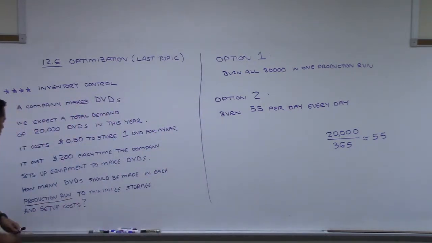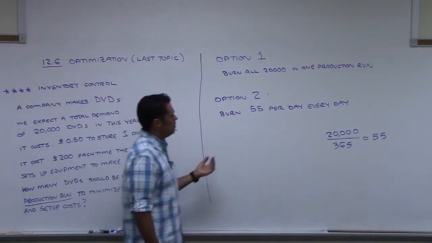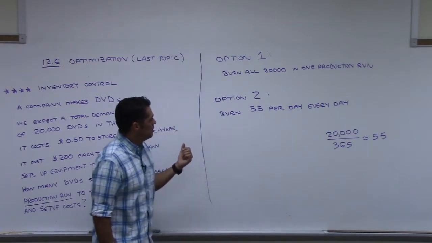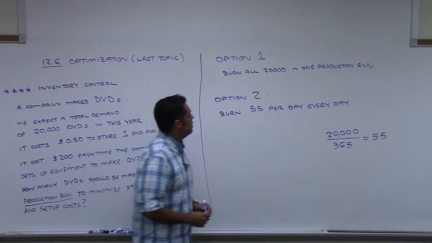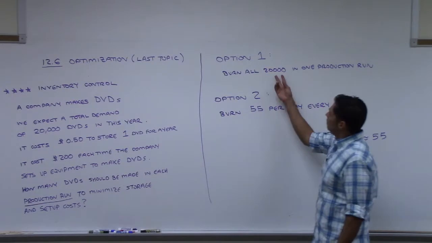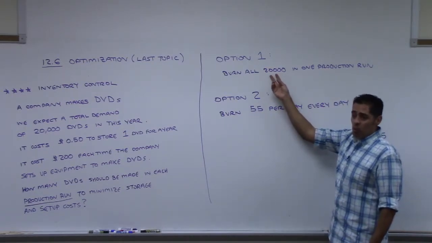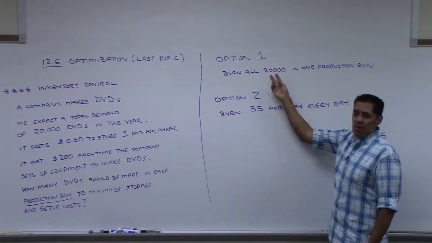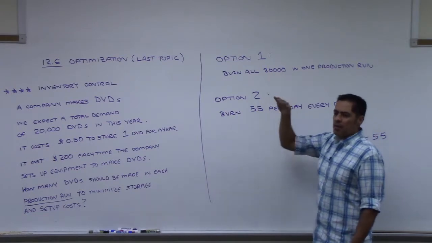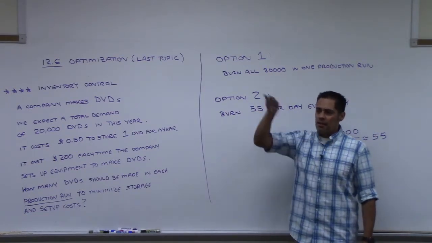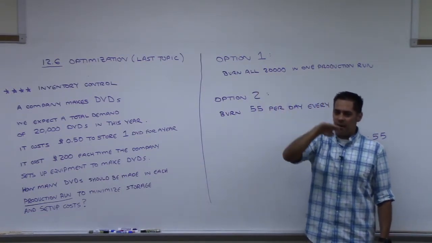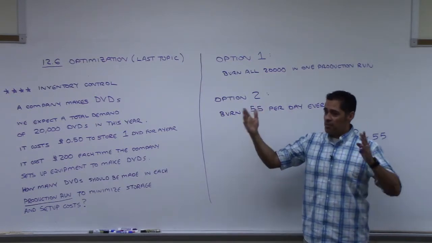If I burn it all in one drive and store it for a year, do that 20,000 times 15, that's $10,000. Yeah, if we stored all 20,000 for 1 year, then that would cost us $10,000. Agreed? But remember, they're going to keep going down, aren't they? It starts at 20,000, but it goes down by 55 each day. So you're not storing 20,000 for a year.